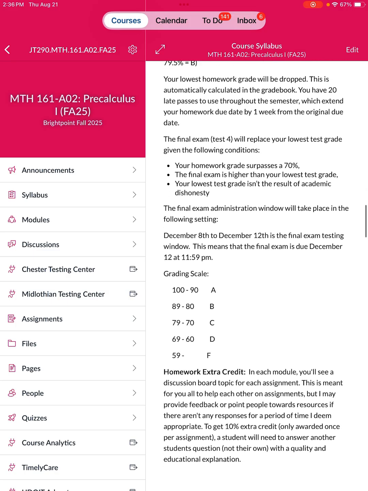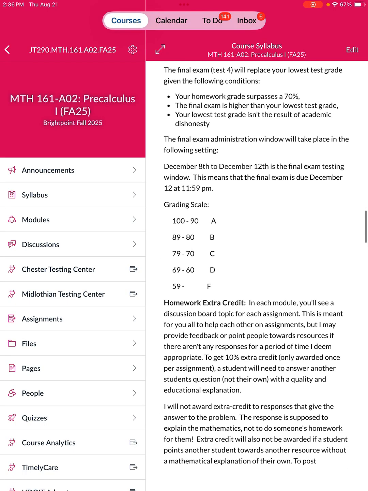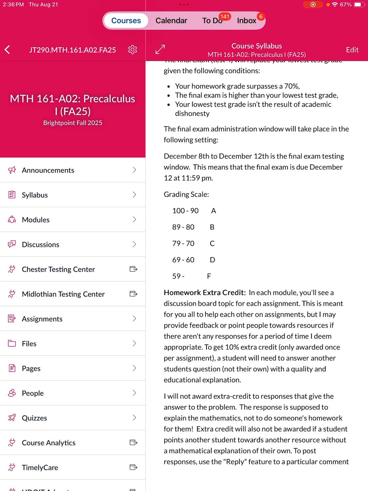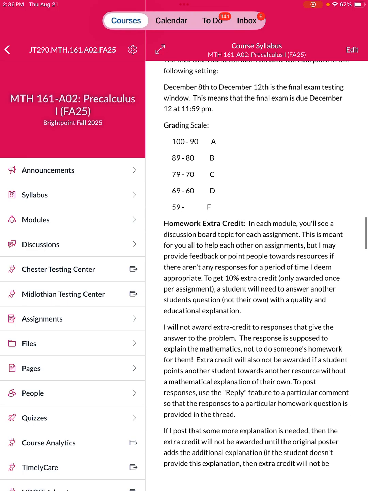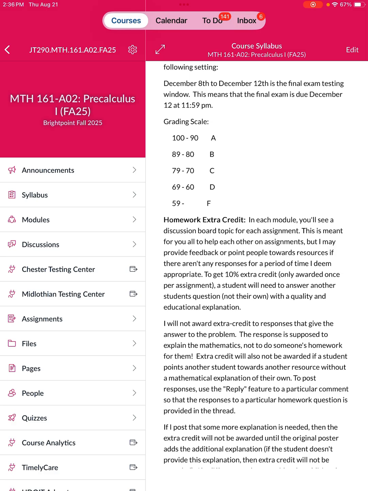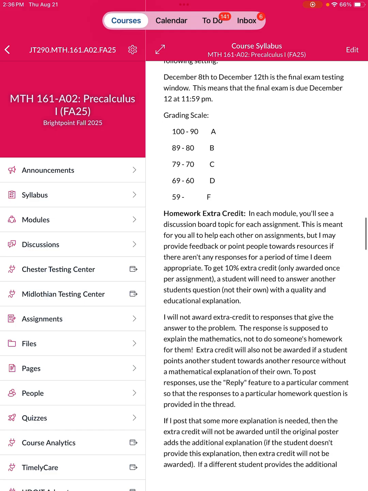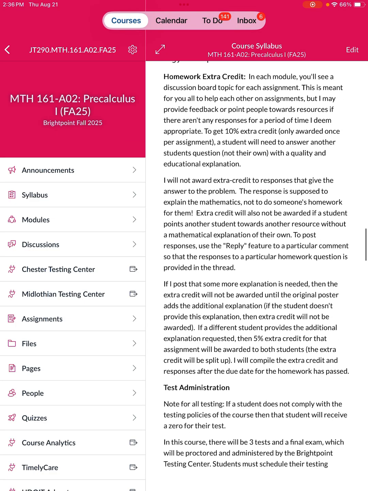There's my info on the final exam, which I was already talking about. You have a final exam testing window, and there is the grading scale. In each module, you'll find discussion boards for homework help where you can post a question that you're struggling with, and another student, or perhaps if someone else posted a question, you could try to help them out for extra credit on a homework assignment. And there's some additional information about that.